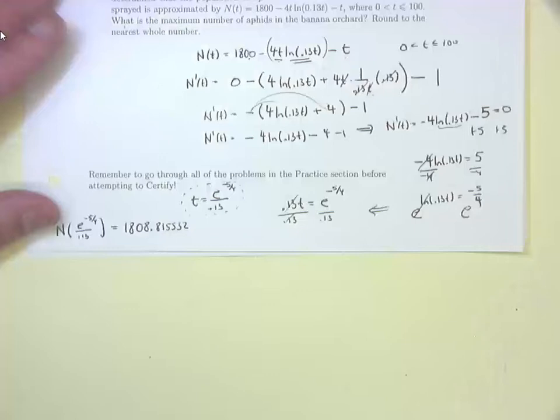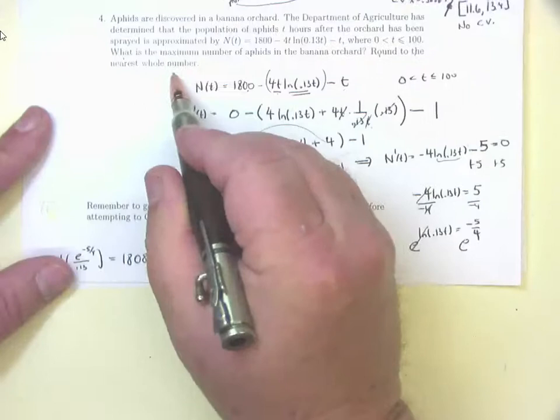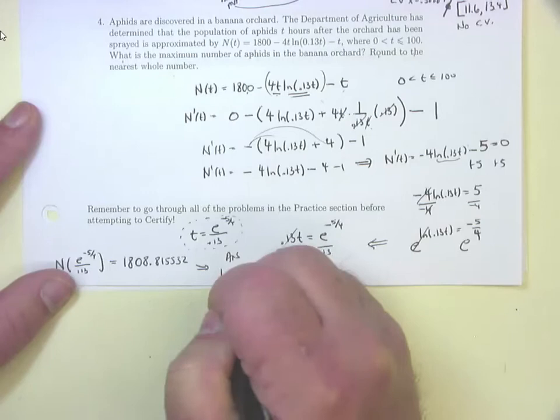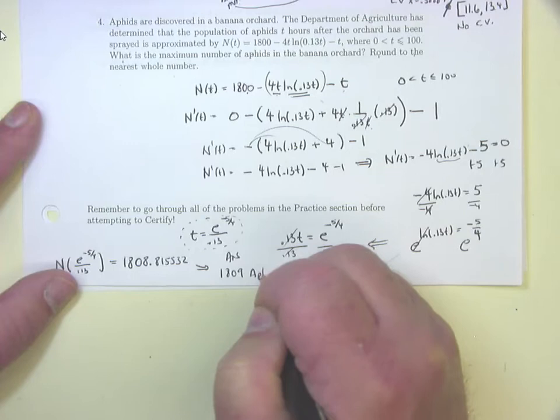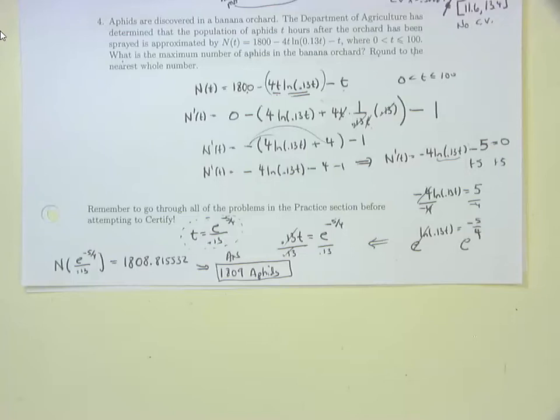1,808.815532 aphids. But now answer the question. Round your answer to the nearest whole number. So what's my answer? 1,808.8 rounds up to 1,809. I got 1,809 aphids is the actual answer. Does that make sense? Questions? All right.